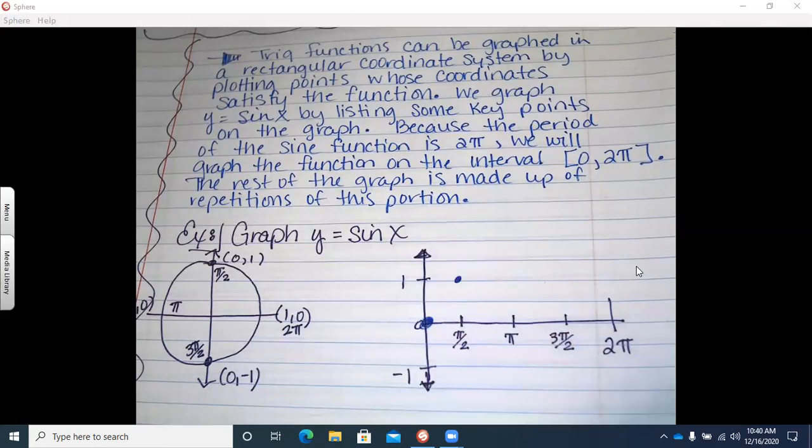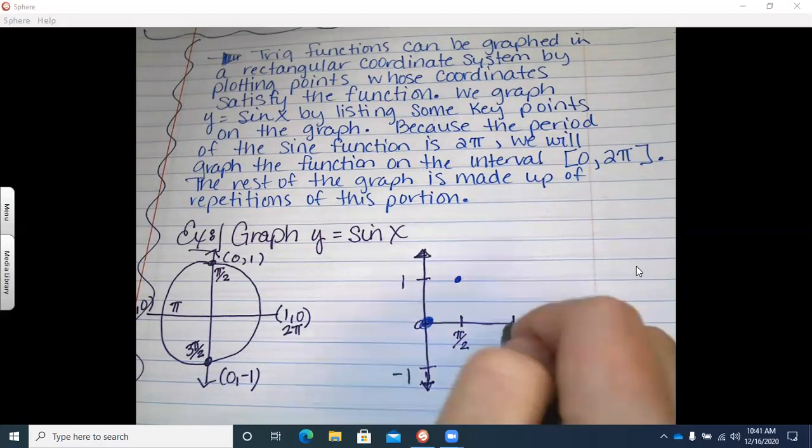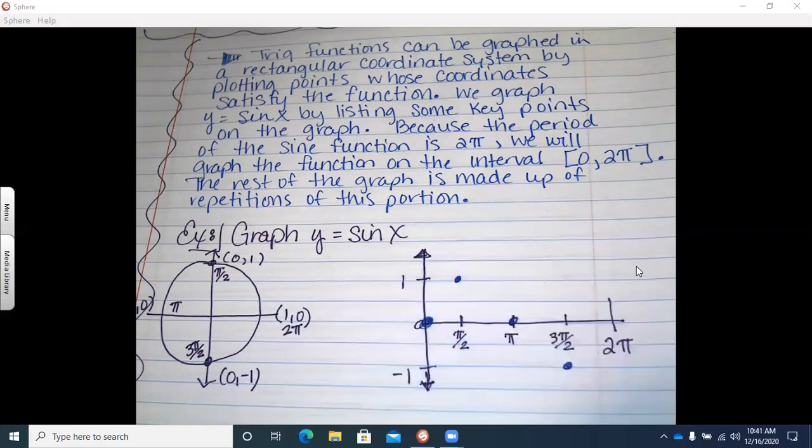What is the sine at 3 halves pi? Negative 1. What is the sine at 2 pi? Back to 0. So one revolution around the unit circle, if we were to graph that, that's what the graph would look like. And it just keeps repeating.